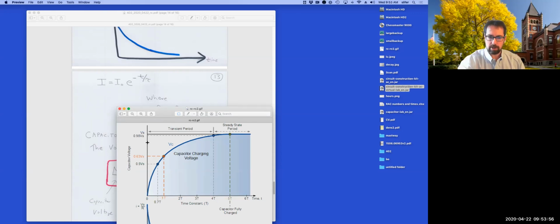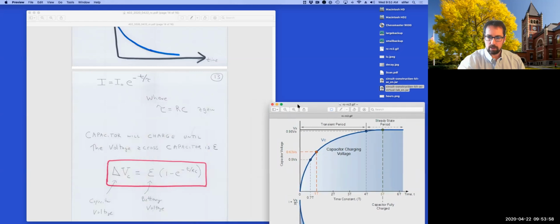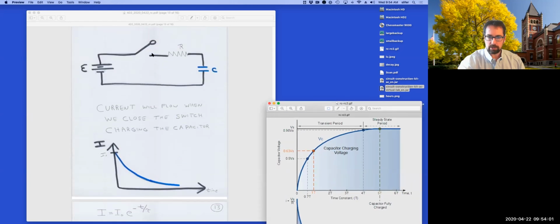But that's what's happening here: I close that switch. The initial potential difference across this capacitor is 0. As this charge gushes out of the battery and slams up on the capacitor plate, that potential grows through what's called the transient period. And then after about 5 time constants, all the action is done, and you're very close in potential difference across this capacitor to what is being provided by the battery.